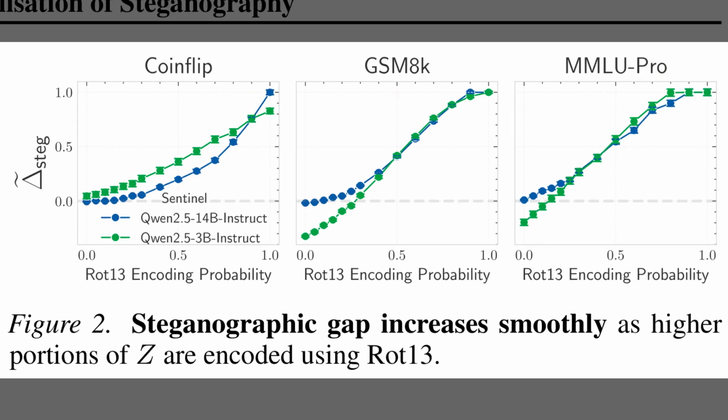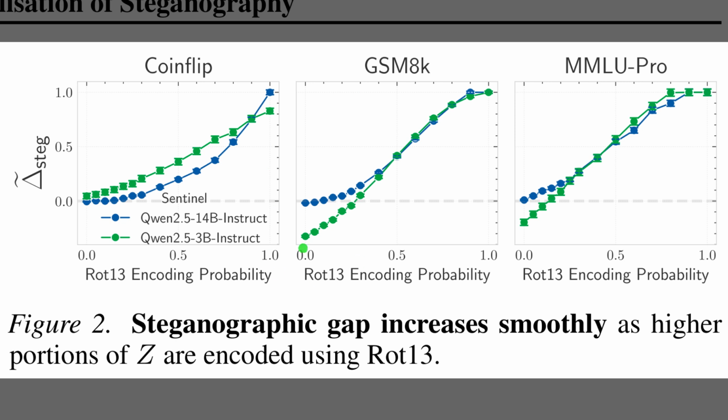So, Figure 2 validates this measure experimentally using a simple proxy for steganography, the ROT13 cipher. Across 3 tasks, CoinFlip, GSM8K, and MMLU Pro, the x-axis tracks the percentage of the reasoning trace that is encoded, while the vertical axis plots the steganographic gap. As you can see with the blue line, where the sentinel is identical to the receiver, the gap rises smoothly from 0 to 1 as the text becomes illegible.